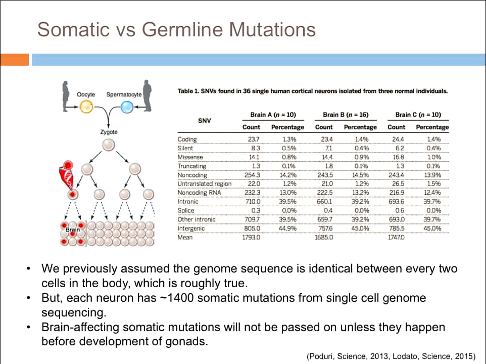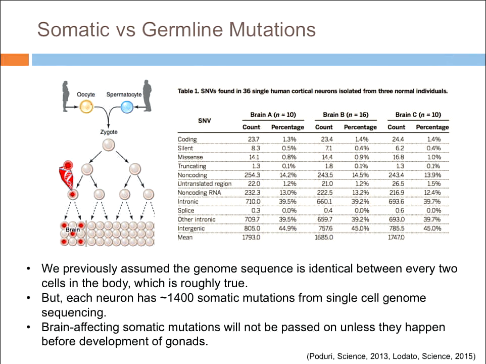Okay, so all of the genetic variation that I talked to you previously about, we have made the assumption that the same genetic variation exists in all cells in the body. This is roughly true, but it is not completely true. And when it is not true, it's called somatic variation.